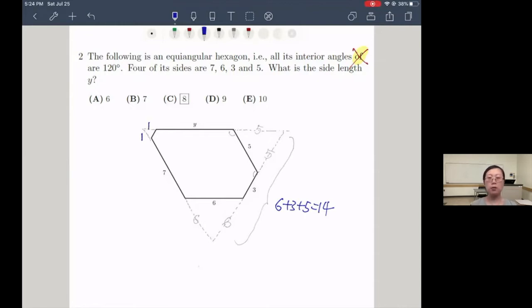Now let's look at the top part. The top side of the giant equilateral also has length 14. We already have 1 and 5, so y must be what, 8, right? So 1 plus y plus 5 equals 14, which tells us that y is 8, which is C.